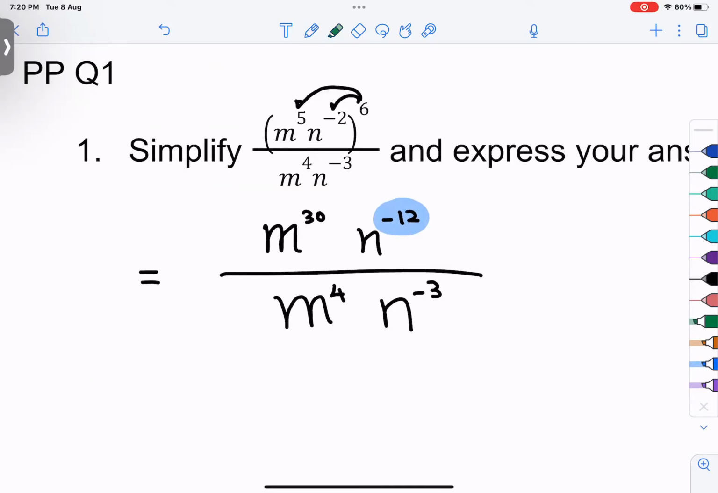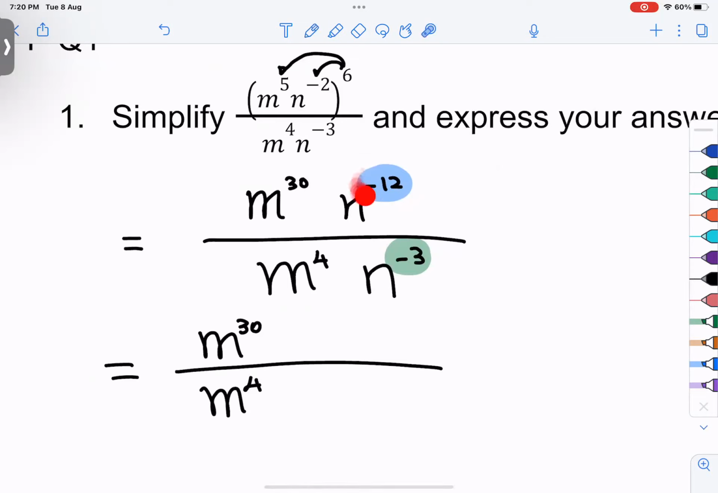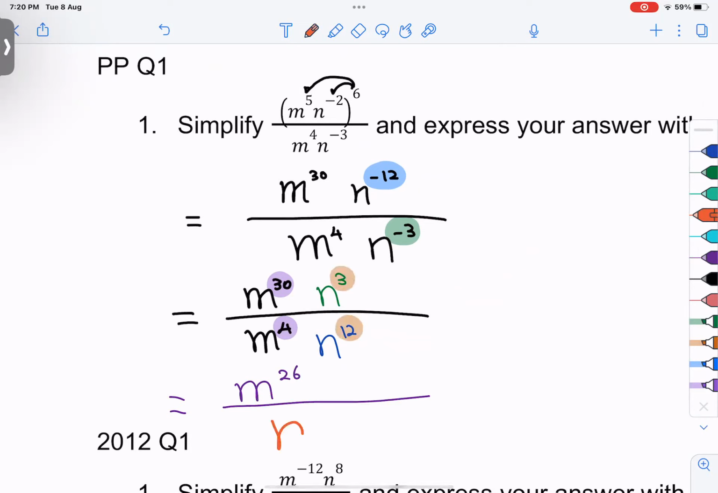Next step, see if there's any negative powers. This one is also. So m, no changes, keep it there. This one has a negative power, so move it down. This one also has a negative power, so move it up. And then simplify. Which one is bigger? The upside is bigger, so put it there. 30 minus 4, you have 26. And then for the n, which one is bigger? The downside is bigger, so put it there. 12 minus 3, 9.